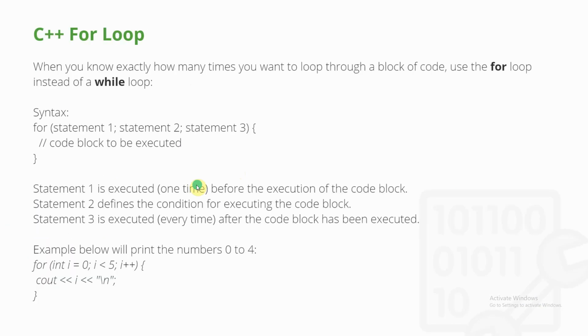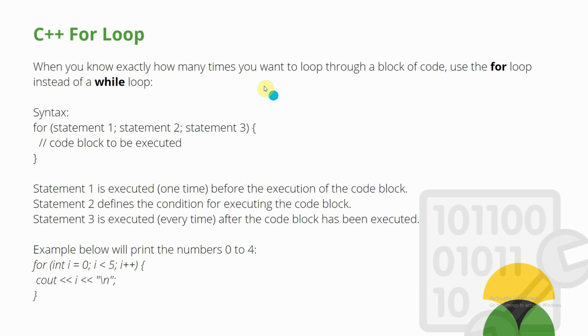Now for the for loop, when you know exactly how many times you want to loop through a block of code, use this for loop instead of the while loop. This is the syntax: statement 1, statement 2, statement 3, and then the code block to be executed. Statement 1 is executed one time before the execution of the code block, statement 2 defines the condition for executing the code block, and statement 3 is executed every time after the code block has been executed.